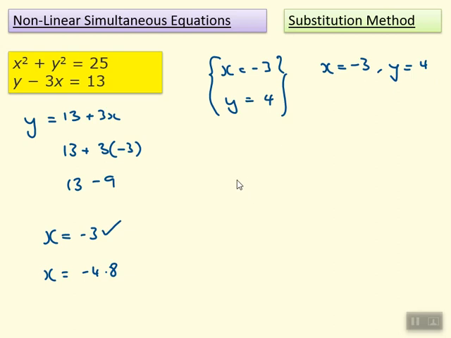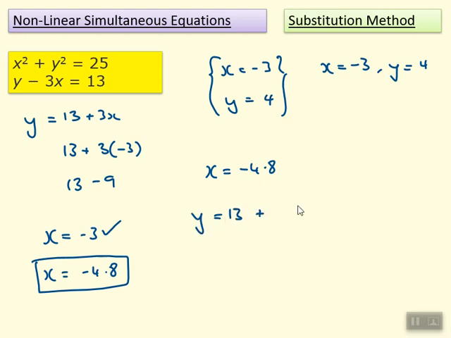Okay, that's one answer. And we need to find the other pair, so we need to use the other number. So x is equal to minus 4.8, so we need to plug that into this. So y is equal to 13 plus 3 times minus 4.8. Okay, so let's work that out.